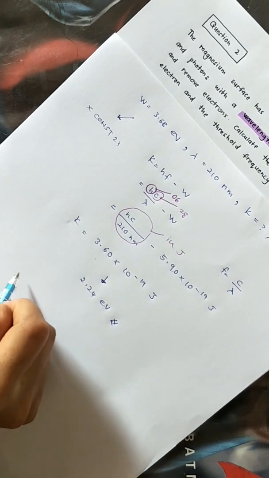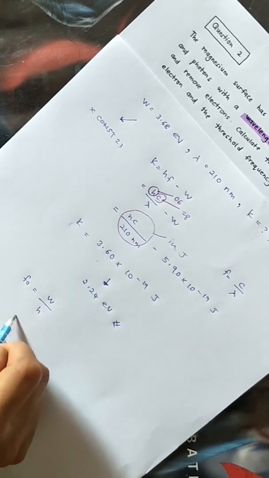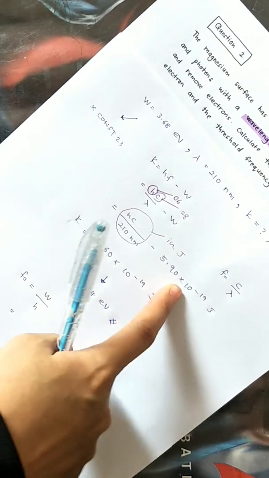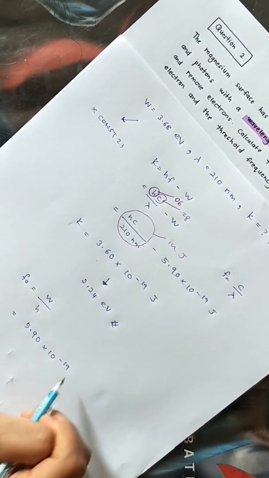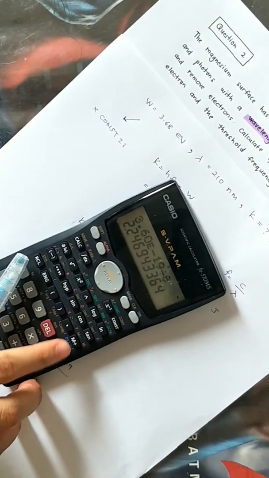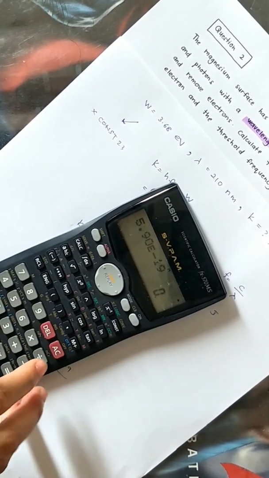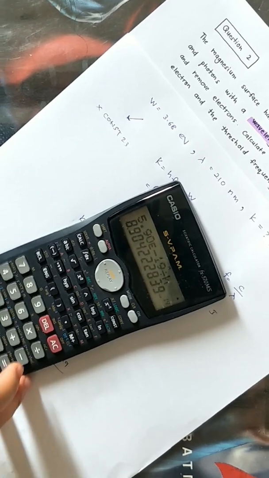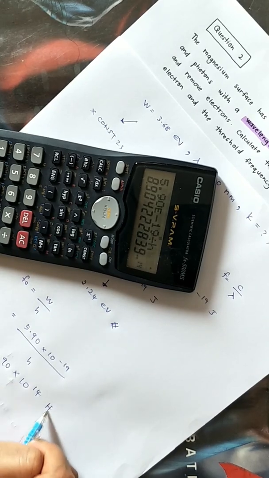Okay, then we have to find the threshold frequency. For the threshold frequency, the formula is threshold frequency equals work function divided by the Planck constant. So we have this work function, 5.90 times 10 power of negative 19, divided by the Planck constant. So 5.90 times 10 power of negative 19 divided by constant 06. We get 8.90 times 10 power of 14 Hertz.